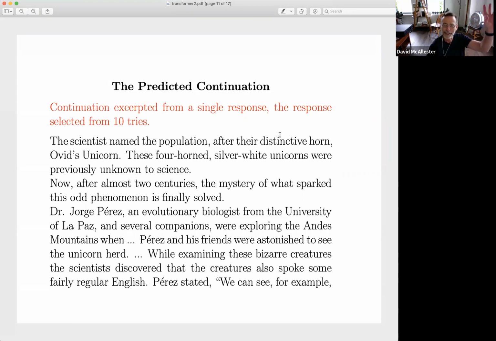I mean, remember that was in this prefix that occurred quite earlier than this continuation. So it's remembering what it was told in its prefix.